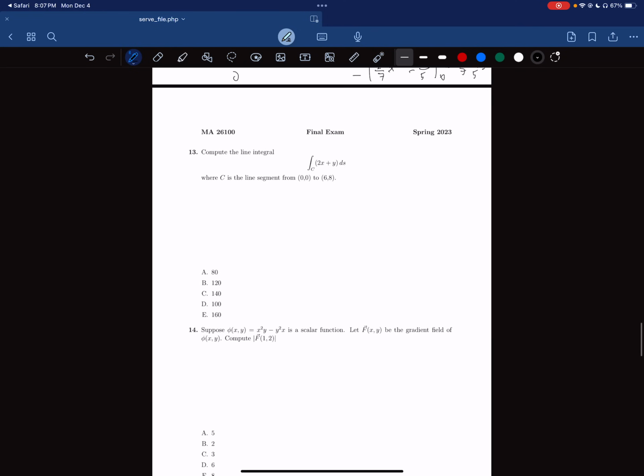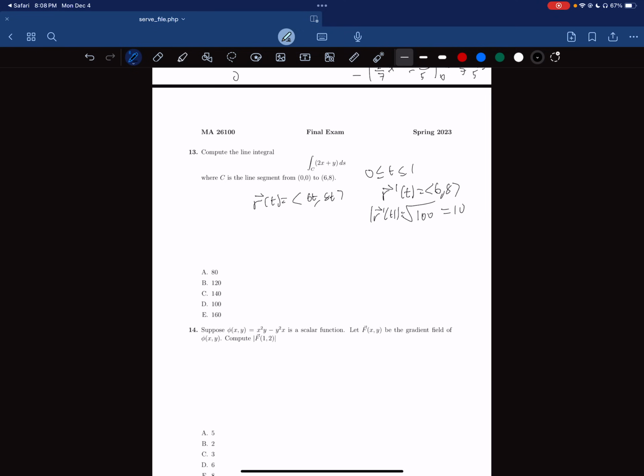Okay. Number 13, compute the line integral of 2x plus y ds, where C is the line segment from 0, 0 to 6, 8. Okay, we can parameterize this pretty easily. R of t equals 6t, 8t, where 0 is less than or equal to t is less than or equal to 1. And we can find our R prime of t because we need the magnitude of that to multiply. It is 6, 8. And the magnitude of that is the square root of 36 plus 64, which is just 100, so 10. Very nice.